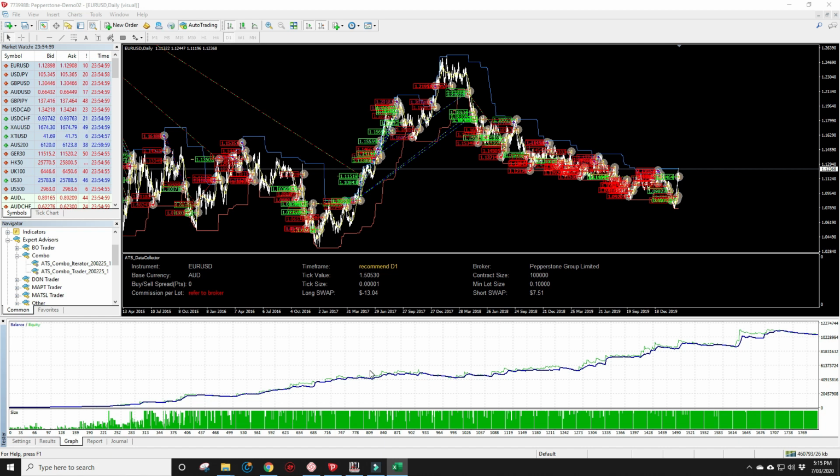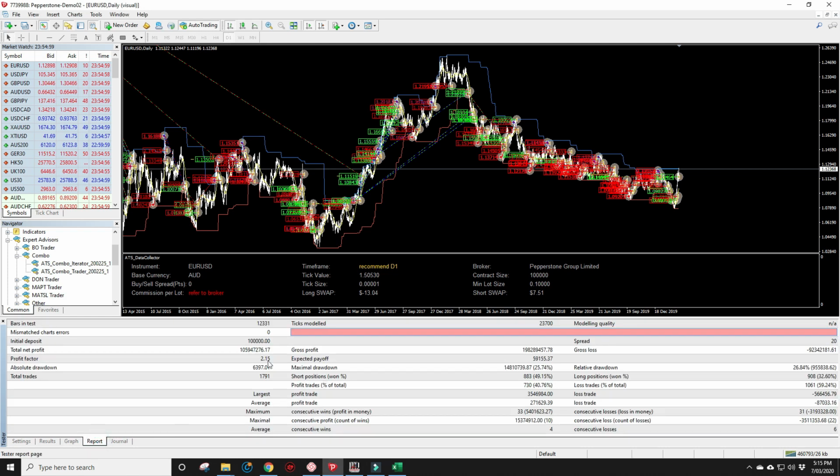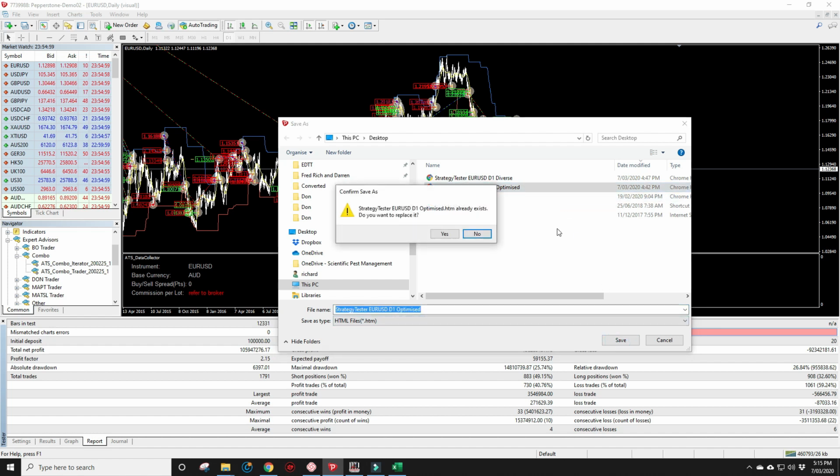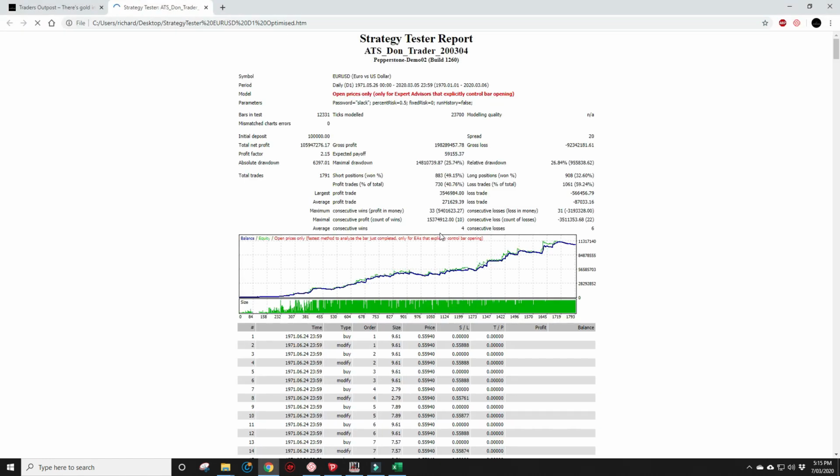So this particular test has now been undertaken. So what we're going to do is we are going to now save this report. Now the reason I'm saving this report is because I want to demonstrate the difference between an optimized process and one that is just hand-picked and selected. So we've saved this report, and this report says that we started with $100,000, we ended up with $105 million after 50 years, our profit factor was 2.15, maximum drawdown over the period was 26.84%.